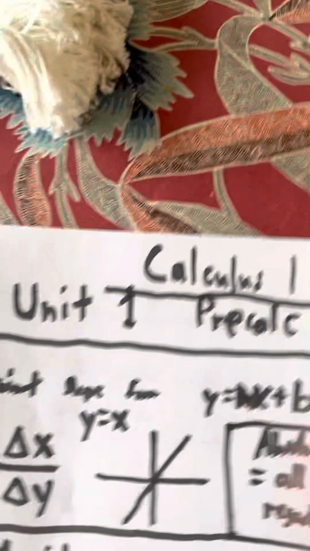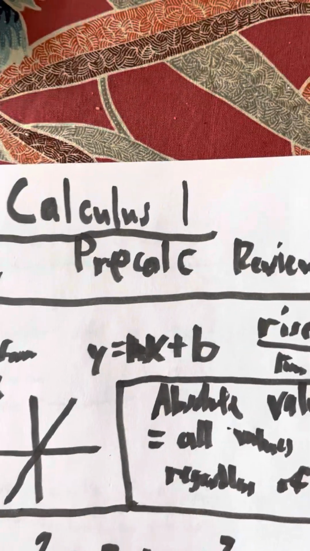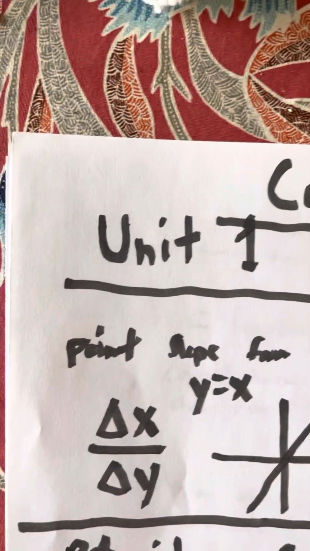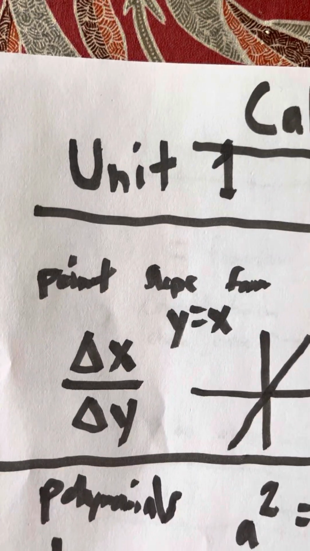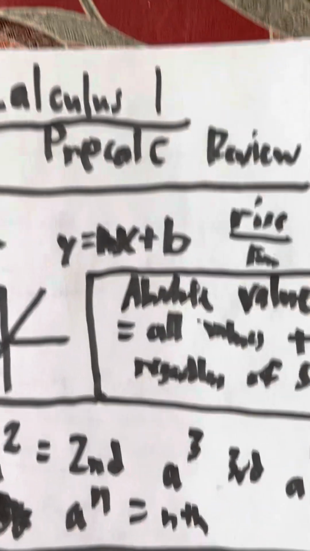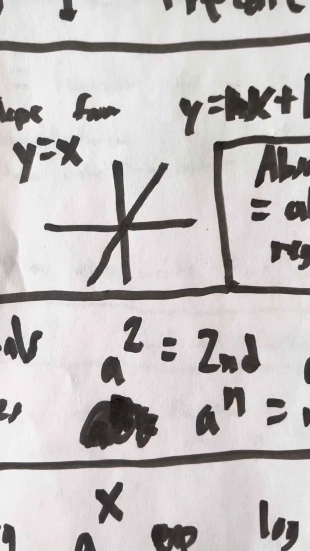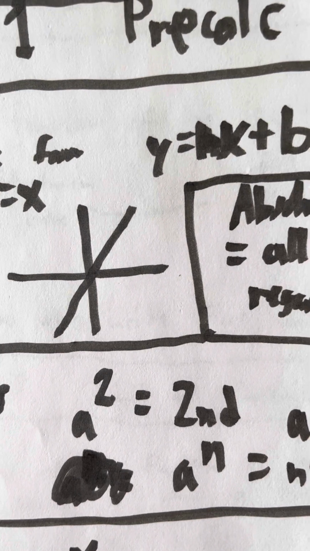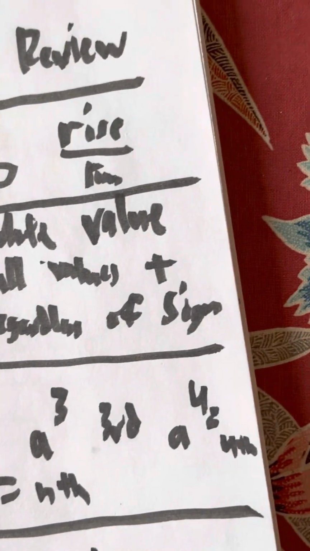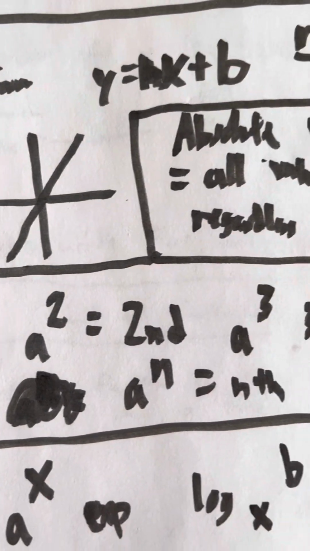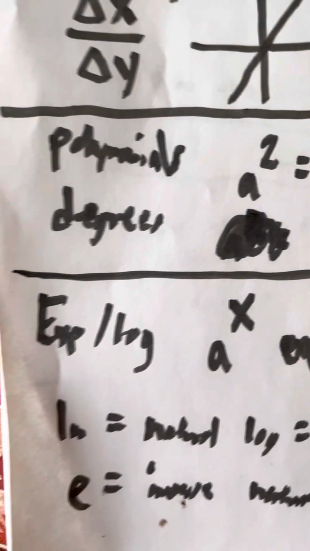Calculus 1, Unit 1, Pre-Calc Review. Point slope form: y equals mx plus b, with rise and run, delta x, change in x, over delta y, change in y. That's what the delta means. Absolute value: all values positive regardless of sign. Polynomial degrees: raised to the second power, second; raised to the third, third; raised to the fourth, fourth. Raised to the nth is the nth polynomial degree.